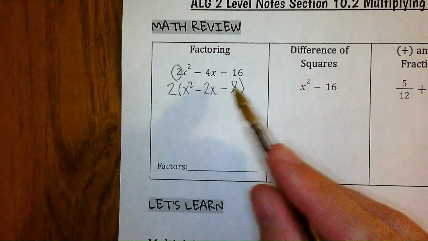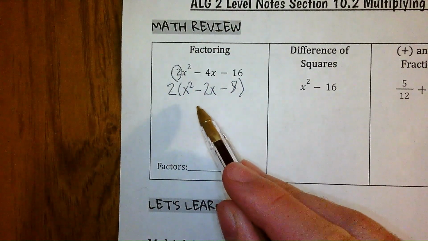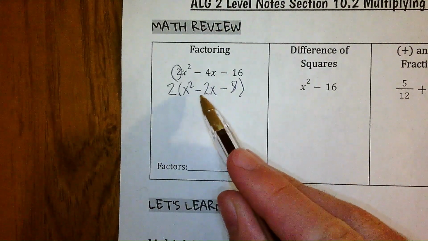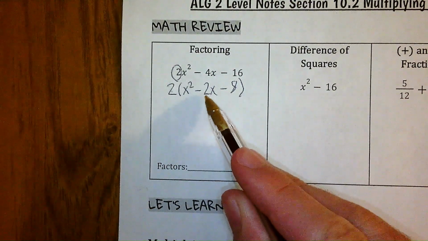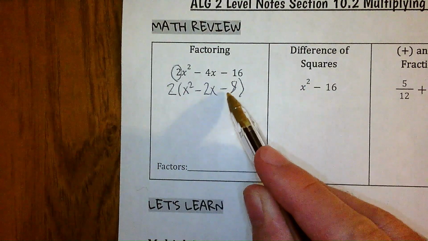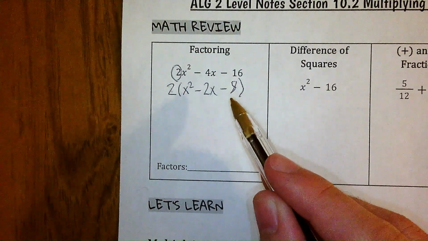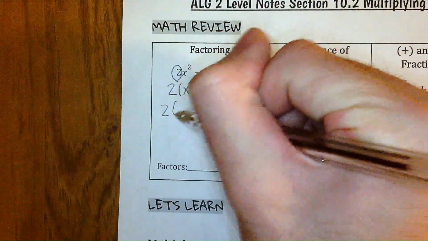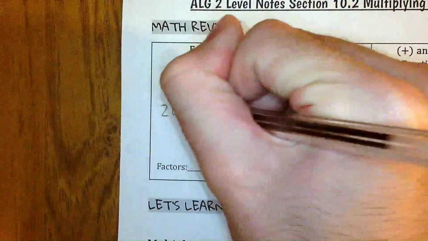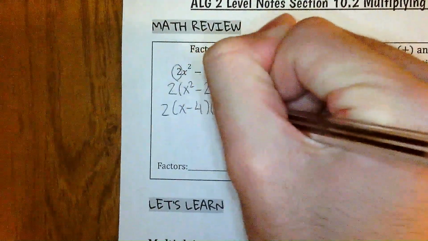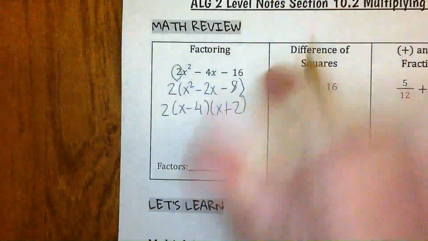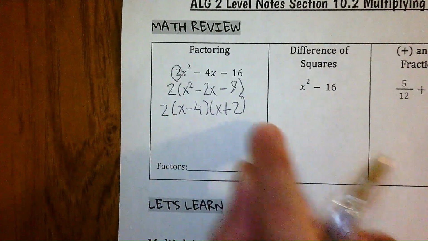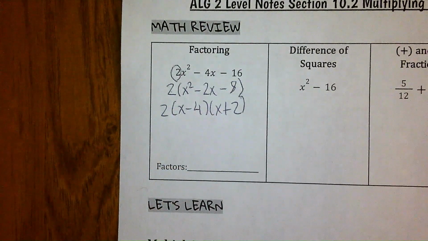At this point, we now have a trinomial. We can factor by splitting the middle. So we're going to look for two numbers that, when we add them together, we get negative 2, and when we multiply together, we get negative 8. So those are going to be negative 4 and positive 2. So here's where the negative 4 goes here, and the positive 2 goes here. That's going to be all of the factors.